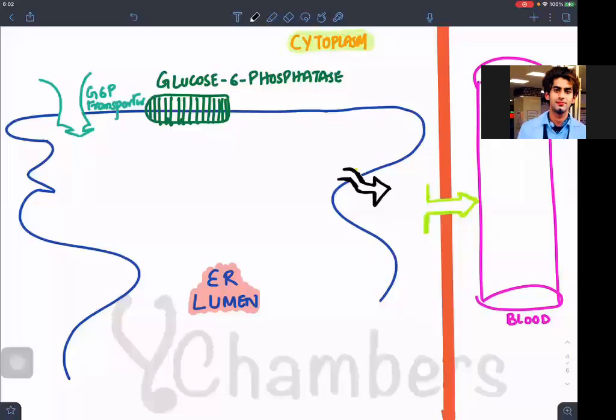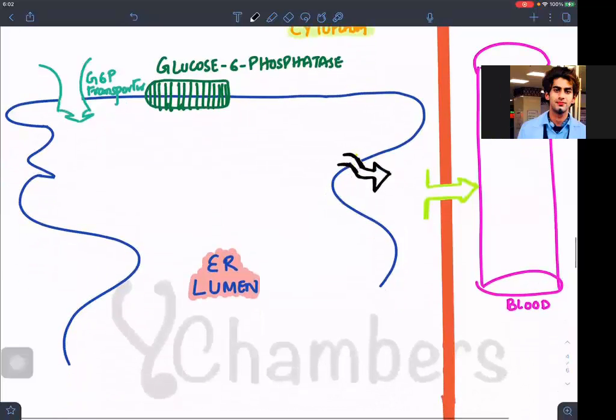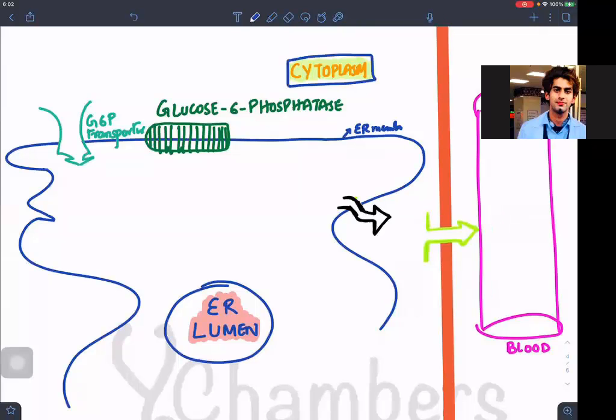So guys, I have made a diagram for you without wasting your time. You should also make this diagram. I stopped the recording for some time. If you can appreciate, the blue is my ER. This is the endoplasmic reticulum membrane, the ER membrane, and inside I have written the endoplasmic reticulum lumen. Can you appreciate that here it is cytoplasm?